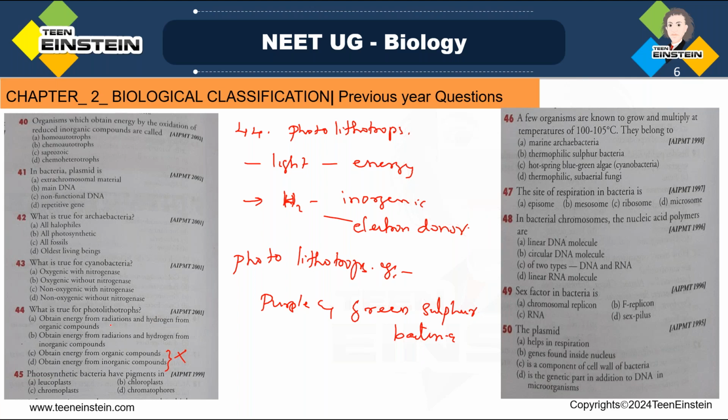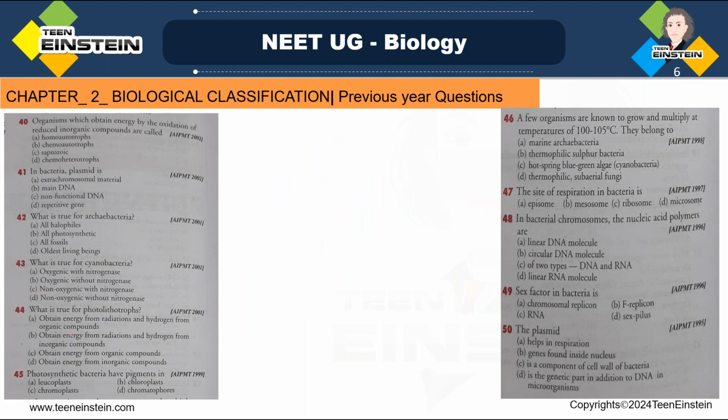Option A says energy from radiations. That part is correct, no doubt. They are getting energy from radiations, light, which is the energy source. But hydrogen from organic compounds, no. They are getting hydrogen from the inorganic electron donor, that is, an inorganic compound. So option B is the right answer here: obtain energy from radiations and hydrogen from inorganic compounds. Option B is the right answer in the case of photolithotrophs. Right. So next we are moving to question number 45.